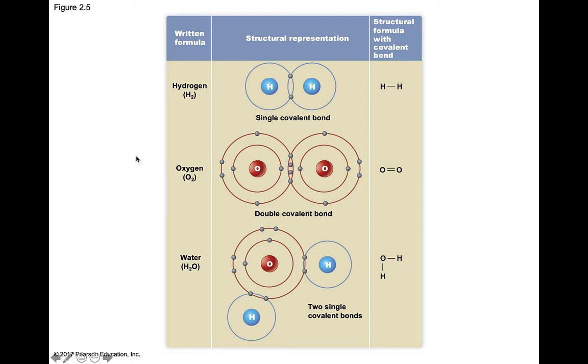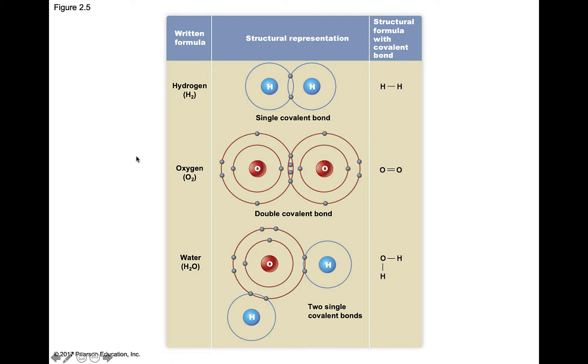In the first column you basically see the written formula, in the middle column a structural representation, and then in the last column the structural formula. A couple of things you want to keep in mind here. Notice the shells overlap. That means now, because they have formed a covalent bond, that outer shell is full to capacity and has reached a stable configuration. The same thing happens when we look at oxygen, and we can see the same thing happening with water. So once again, covalent bonds are those bonds that are formed when atoms share electrons.